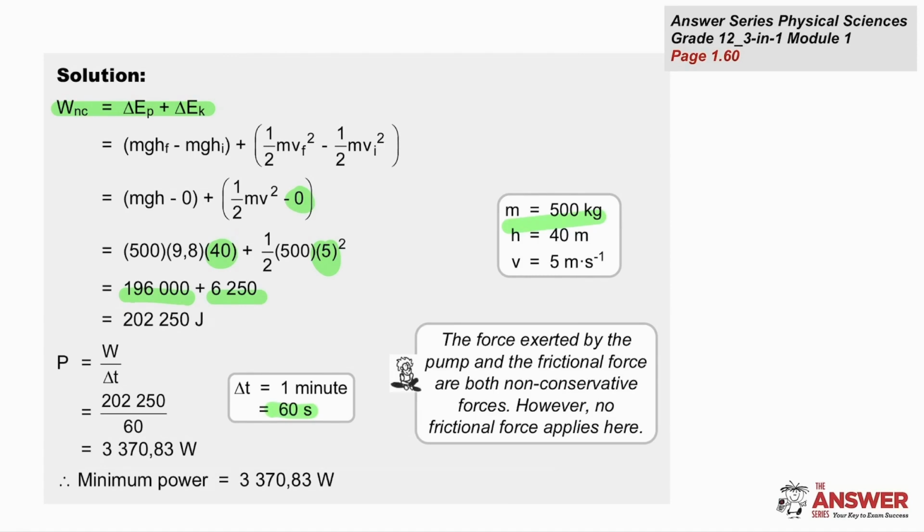The time interval is 60 seconds, so divide the work done by the time taken to get a minimum power of 3,370,83 watts.